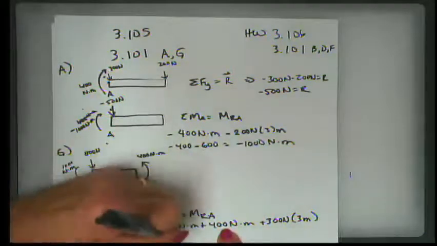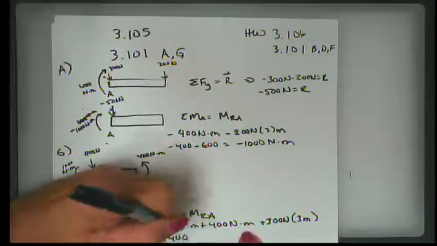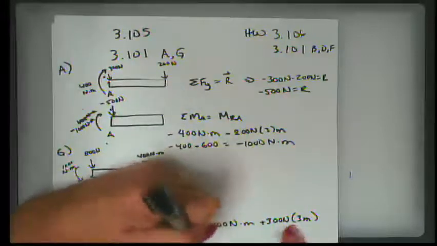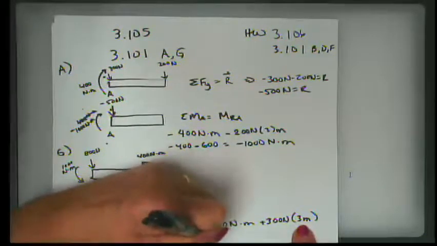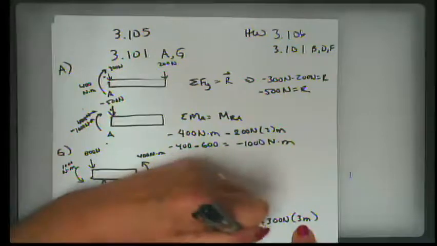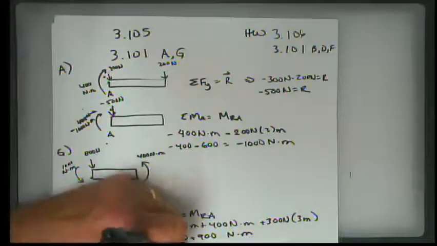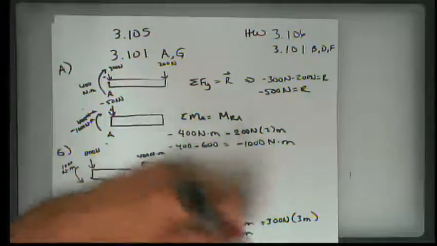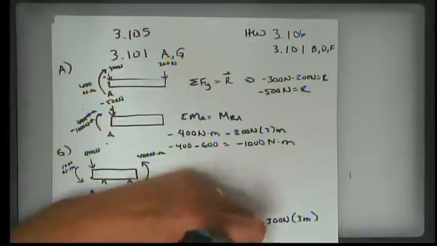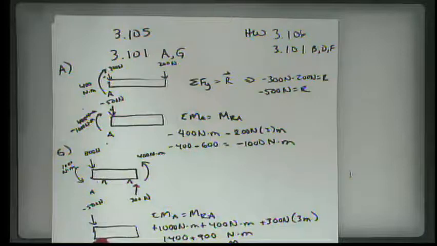So if I add these two together, I get 1,400. And this number, 300 times 3, is 900. The units are Newton meters. And so this is a 2,300 Newton meter counterclockwise moment placed at point A.